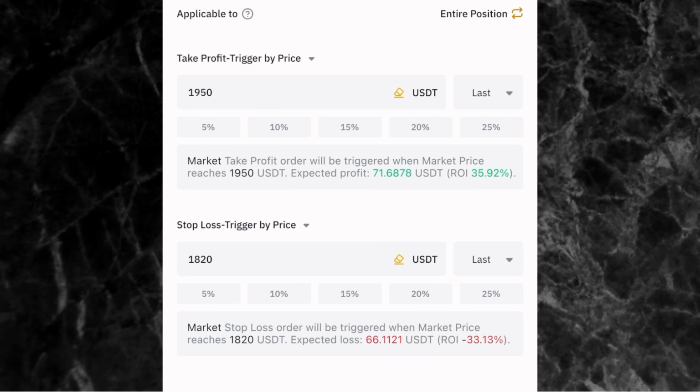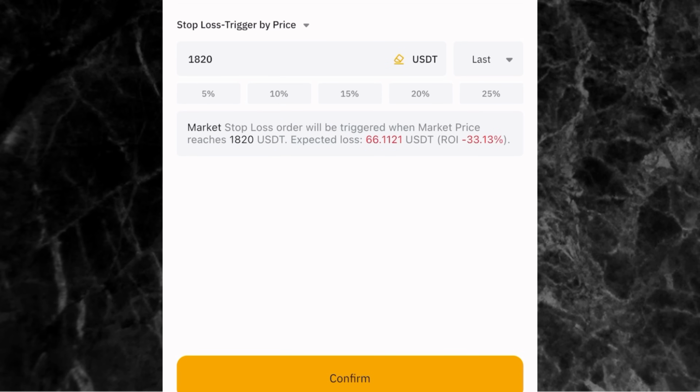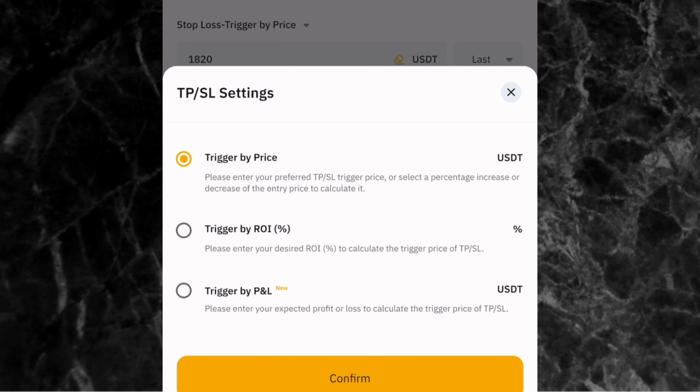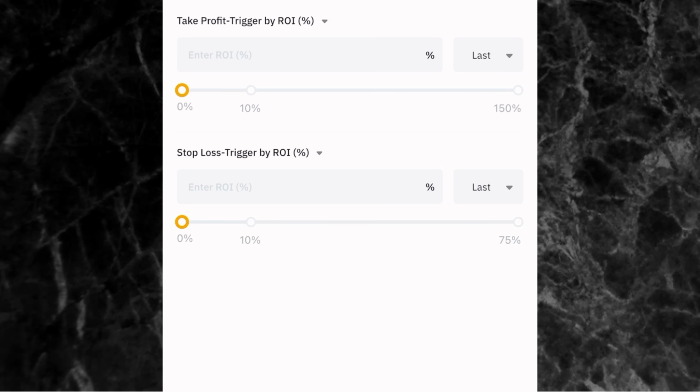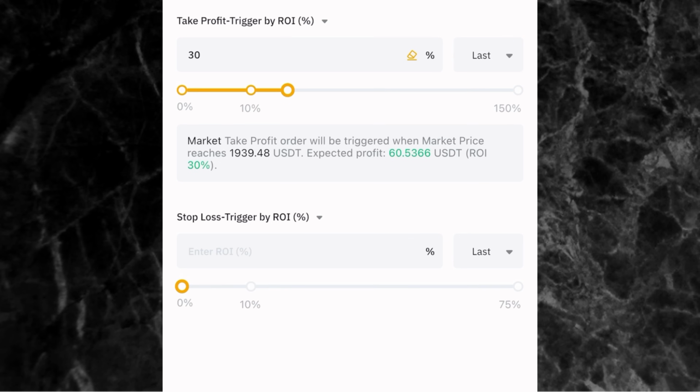Now let's say, for example, you want to set it by ROI. You come here and pick ROI and then tap on confirm, and then for stop loss also you put ROI and tap on confirm. Now this means, what percentage of profit do you want to make? So let's say, for example, I want to make 30% profit. That means that my take profit will be 1,939 USDT. So you can see the price, and I'm making 60 USDT, and the ROI is 30%.